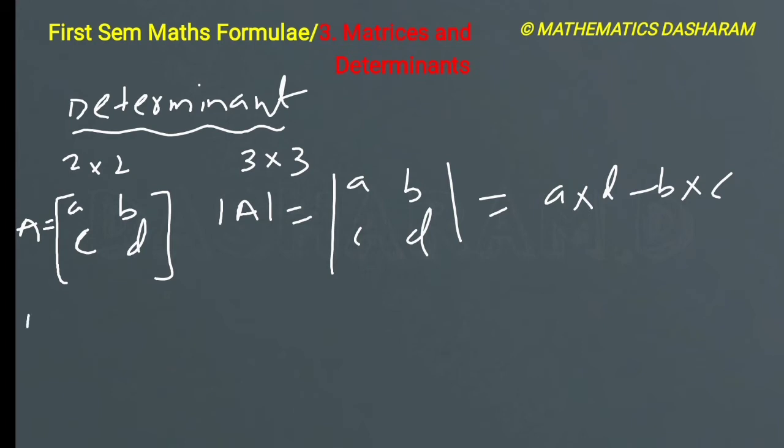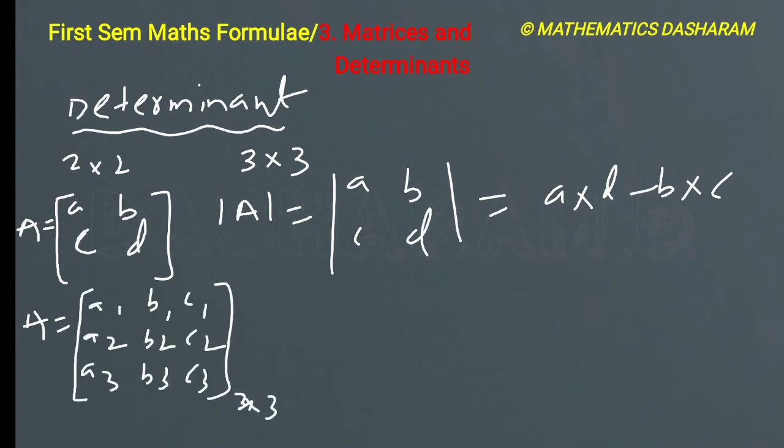Next, the determinant of a 3 by 3 matrix. For example, A equals a 3 by 3 matrix. To find the determinant of a 3 by 3 matrix, select any row or any column, your wish. You can select any row or column, but we always select the first row. Expand the first row elements. How to expand? Here the first element is a1; delete its row and column, and take the determinant of the remaining elements. The remaining elements' determinant is b2 into c3 minus c2 into b3. Next, the second element is b1.